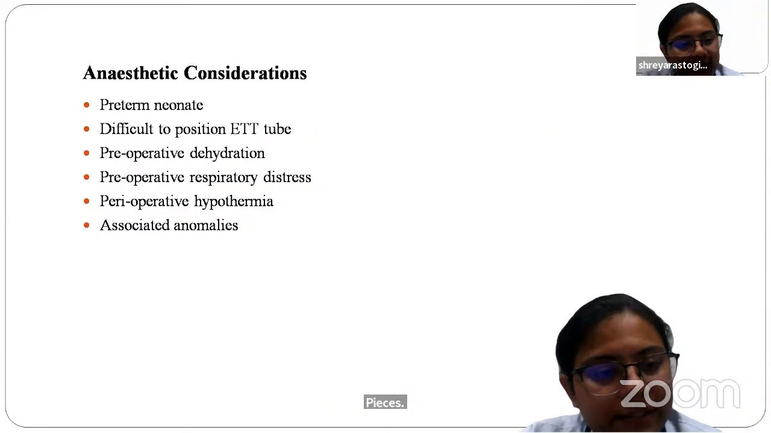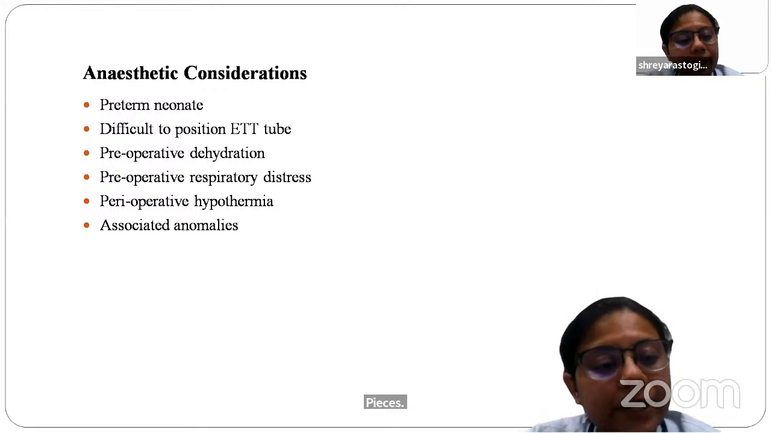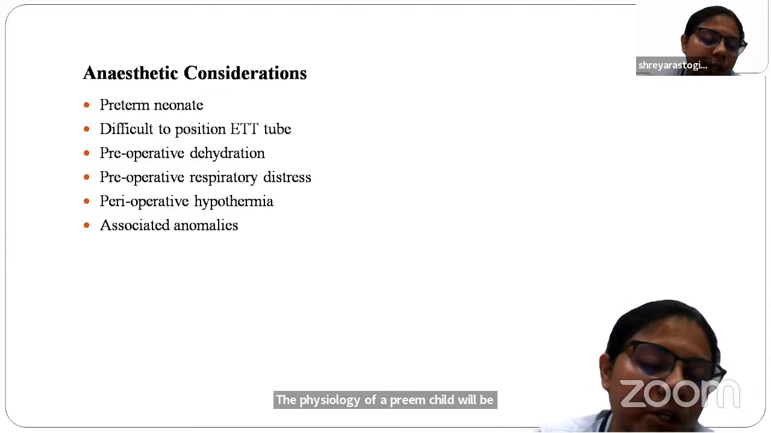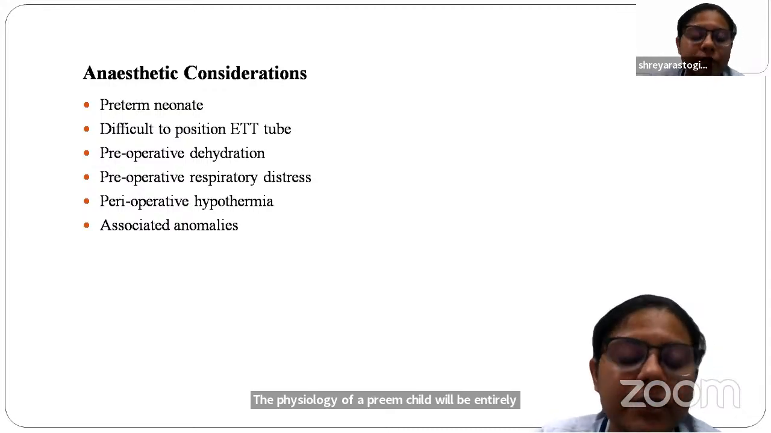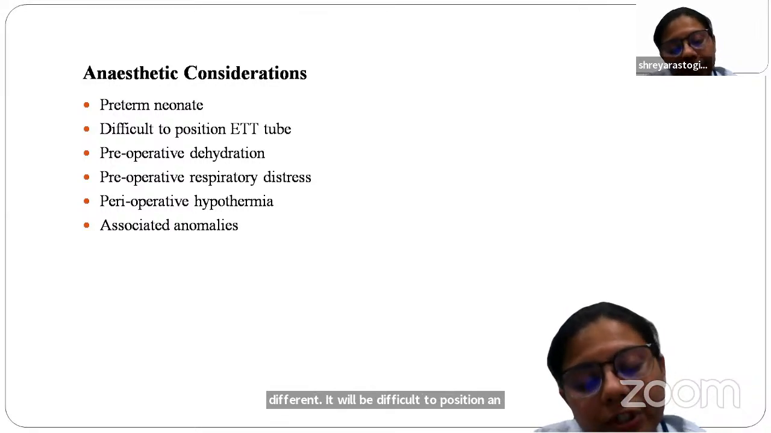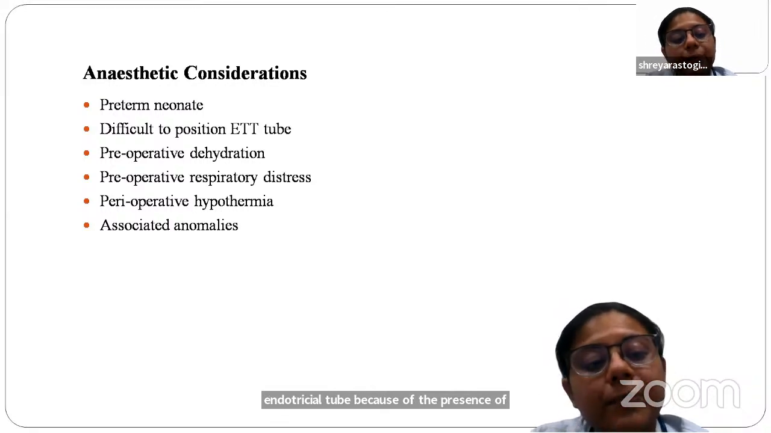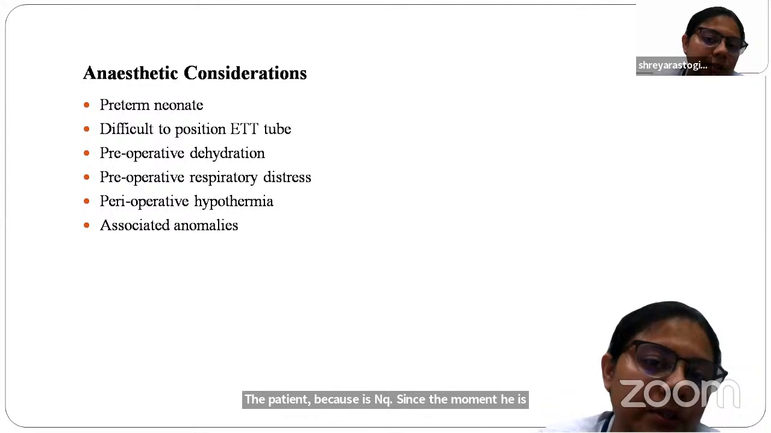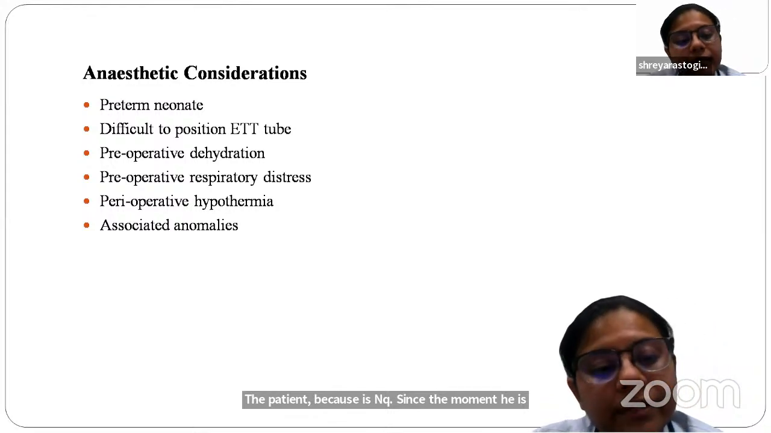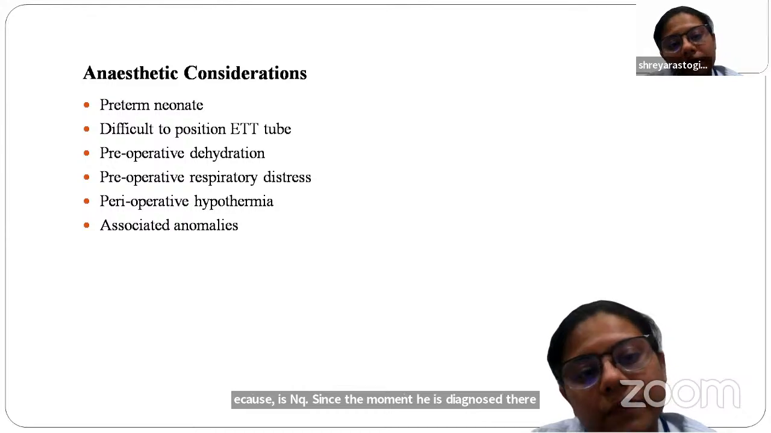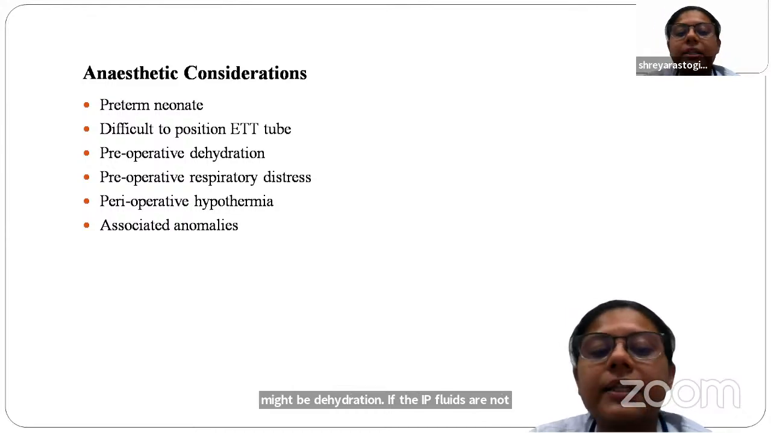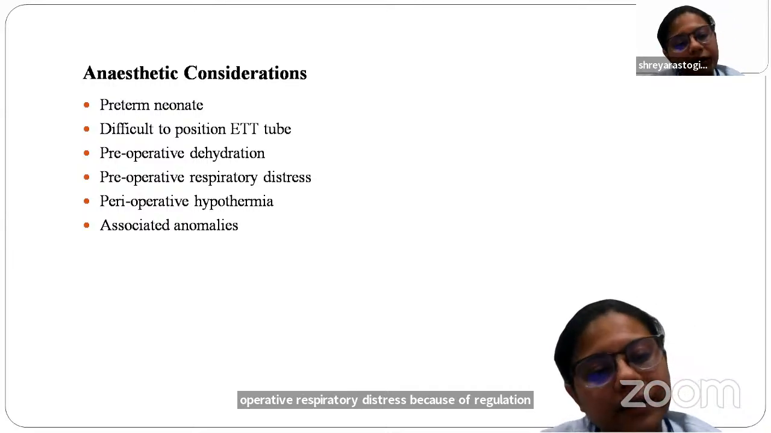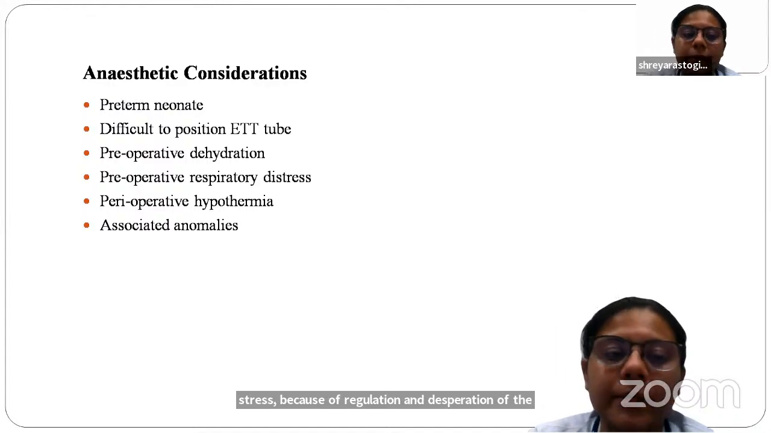So anesthetic consideration, mine will be that child is a preterm. The physiology of a preterm child will be entirely different. It will be difficult to position an endotracheal tube because of the presence of fistula. We should keep in mind that the fistula has not to be ventilated. Patient, because is NPO since the moment he is diagnosed, there might be dehydration if the IV fluids are not appropriately replaced. Patient may present with preoperative respiratory distress because of regurgitation and aspiration of the secretions. Since they are preterm, they are more prone to hypothermia, hence they should be covered well, and there might be associated anomalies which might affect my management, sir.